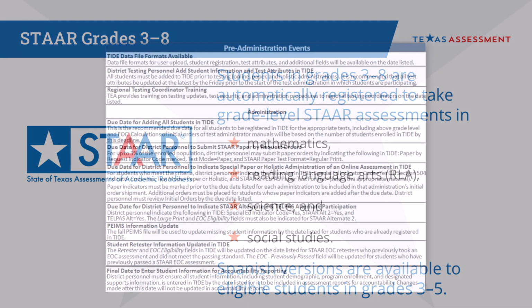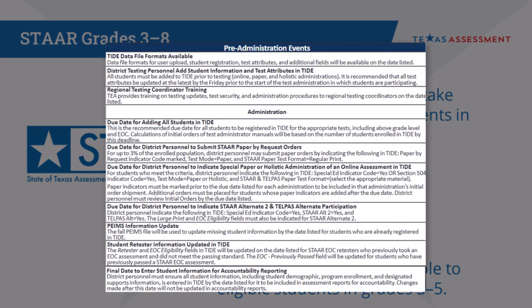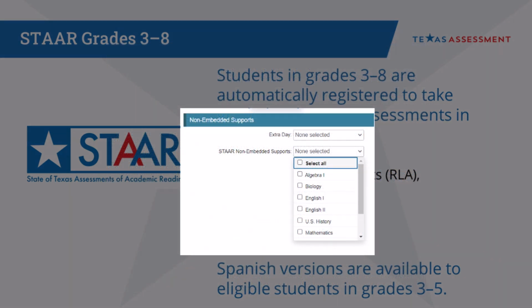Changes to test information and student demographic information, including name, date of birth, and grade level, can be made and tied throughout the registration window. Prior to the start of each testing window, district testing personnel should confirm the accuracy and completeness of all data, including student demographic information, test eligibility, and test attributes. Before the last day of each testing window, district testing personnel should verify that student demographic information is complete and accurate, and enter additional information such as if students received non-embedded supports for STAAR.